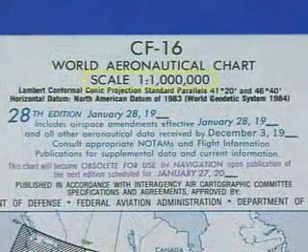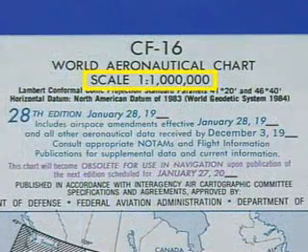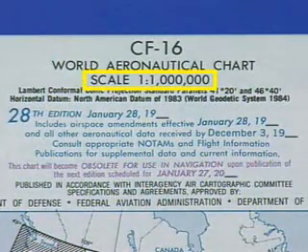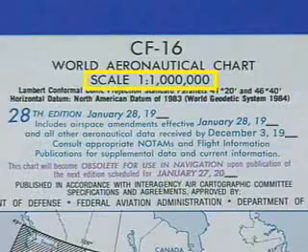Since the scale on a World Aeronautical Chart, or WAC chart, is 1 to 1 million, it covers the most area. A 1 to 1 million scale means that each inch on the chart represents 1 million inches, or approximately 14 nautical miles on the actual surface.